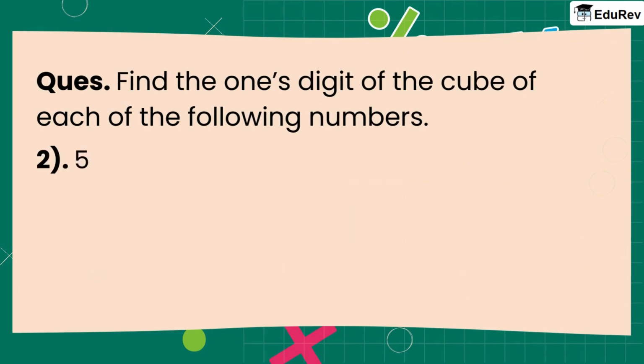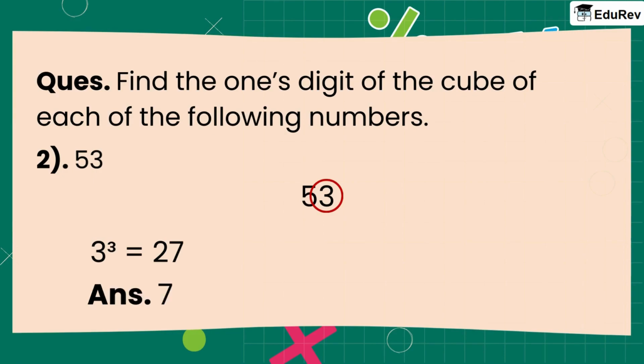Now let's try 53. What do you think is the answer? What is the digit at ones place of this number? It is 3, and what is the cube of 3? Yes, it is 27. So, what will be the answer? Yes, the digit at ones place is 7.